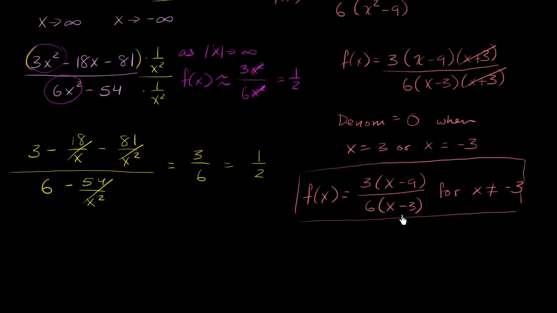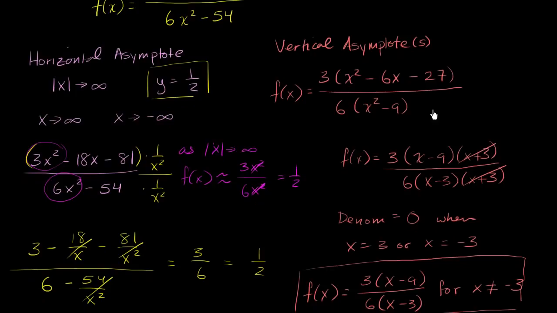And now we could think about the vertical asymptotes. Now the vertical asymptote is going to be a point that makes the denominator equal 0, but not the numerator equal to 0. X equals negative 3 made both equal 0. So our vertical asymptote is going to be at x is equal to positive 3. That's what made the denominator equal 0, but not the numerator. So let me write that. The vertical asymptote is x is equal to 3.